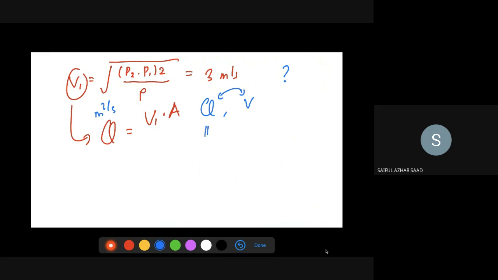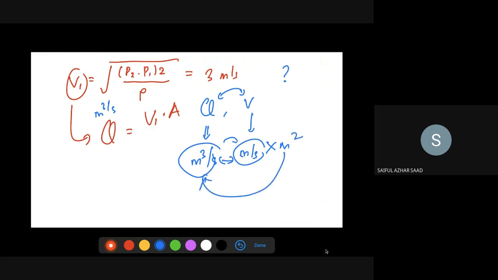For example, the unit for the flow rate here is meter cubed per second, and velocity should be standard, right? Meter per second. So now I have meter cubed per second and meter per second. How do I get from one to the other? I have to multiply by meter to the power of 2. Meter multiplied by meter squared is meter cubed, which is the flow rate. So now I know Q equals A multiplied by V, or V multiplied by A.